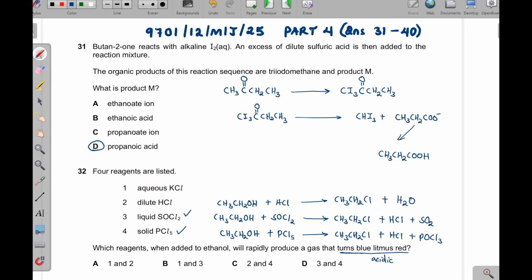So that is that. And of course, for this one, that reaction isn't there. So the gases that are turning the blue litmus red, that are acidic, we are seeing from options 3 and 4, and therefore the answer has to be D.